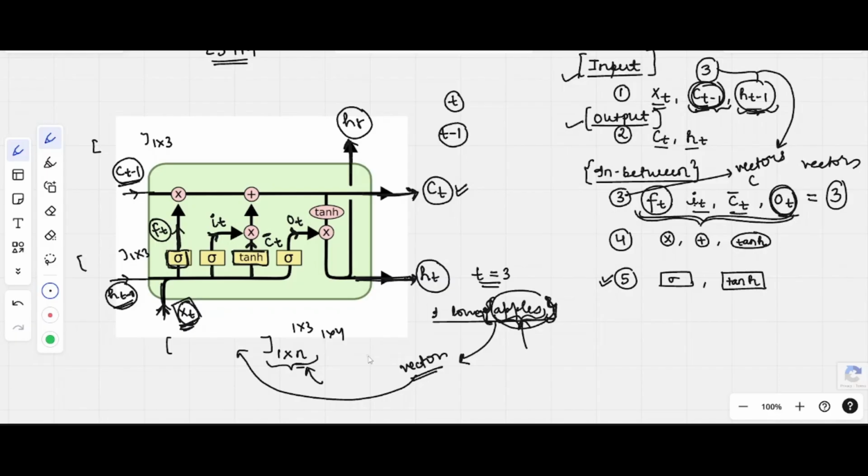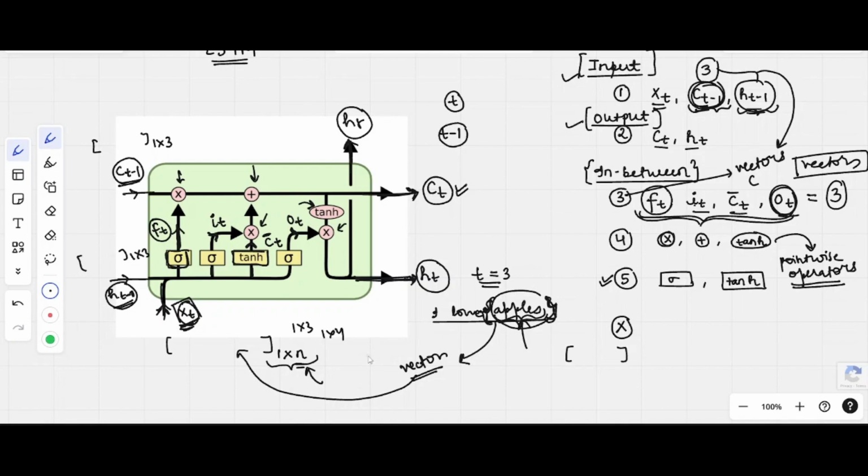Now let's move to the fourth one. What are these circles that we see here, here, and here also? These are nothing but pointwise operators. These operators are applicable on these vectors. So the first one is multiplication.